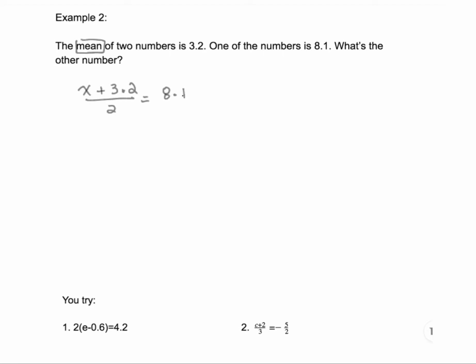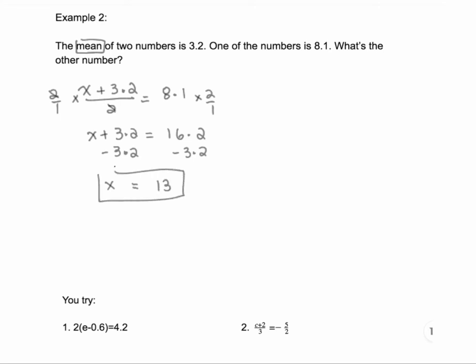And then once we see this, we solve as is. We have an expression that's over 2. We're going to remove the 2 first. So we're going to multiply by 2 over 1 on both sides. This and this will simplify, leaving us with x plus 8.1 equals 6.4. And then you're going to subtract 8.1 from both sides. And then you're left with negative 1.7. So this is our solution.